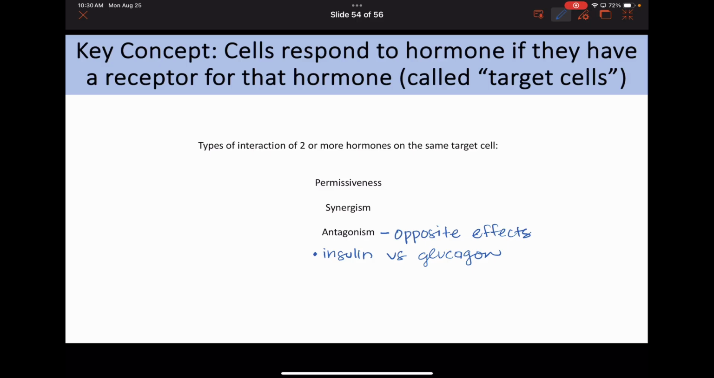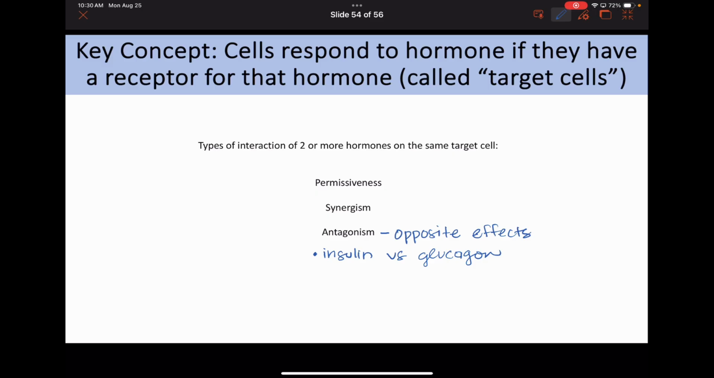Insulin is what gets released when our blood sugar is too high. Insulin targets our body cells and tells them, hey, there's extra sugar, take that extra sugar to make more energy if you need it. Or it will target our liver to take that sugar out of the blood and store it in the liver as glycogen, which we'll talk about later.